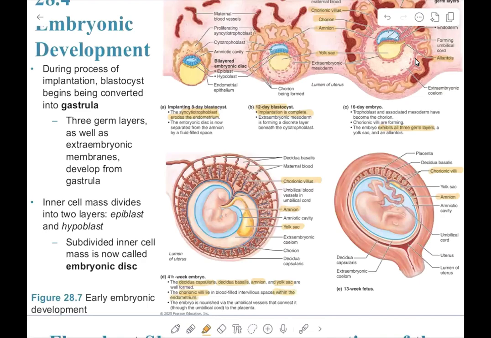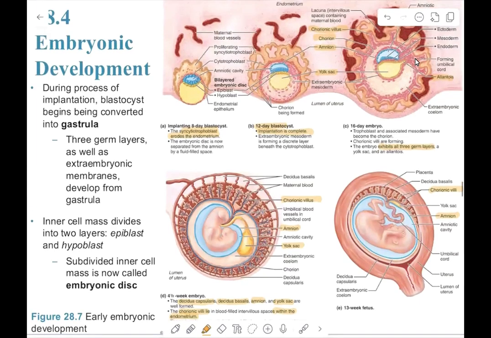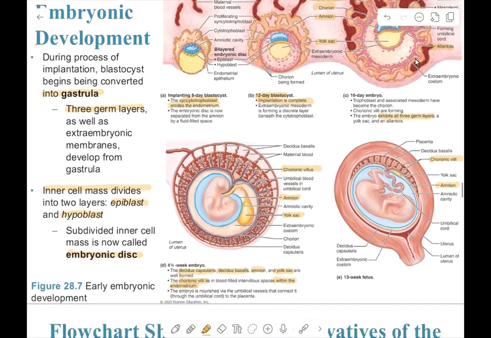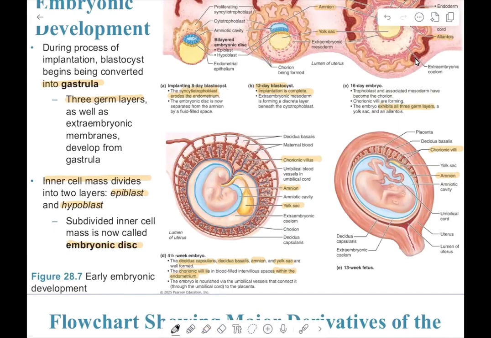So during this process of implantation, the blastocyst is being converted into what's called a gastrula. The gastrula has these three germ layers, and the inner cell mass divides into what's called an epiblast and a hypoblast, which are subdivided inner cell mass that's now called the embryonic disc. So the inner cell mass is super, super important, and it's going to be responsible for development of embryonic organ systems.